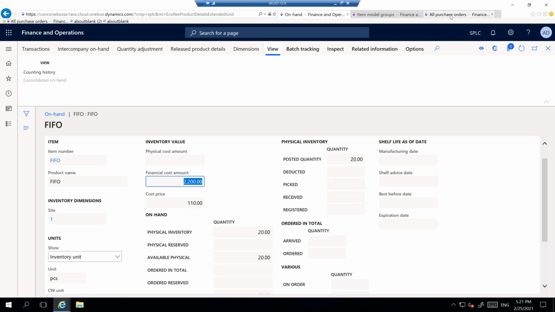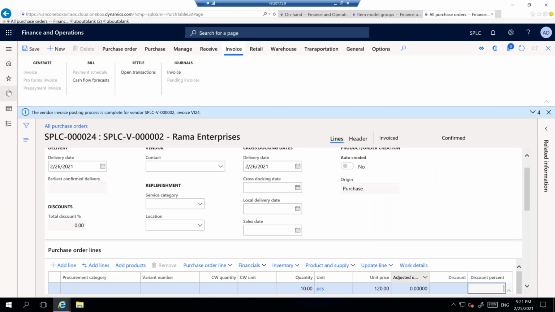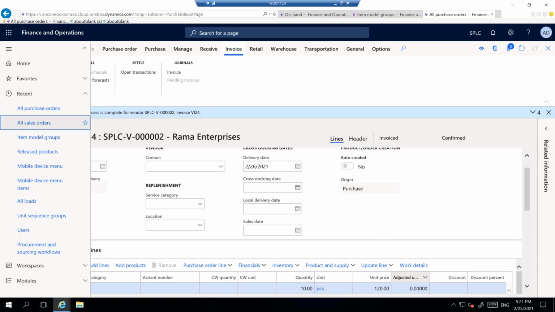Now I will sell the items. 2 items, 8 items. I would like to sell these items.